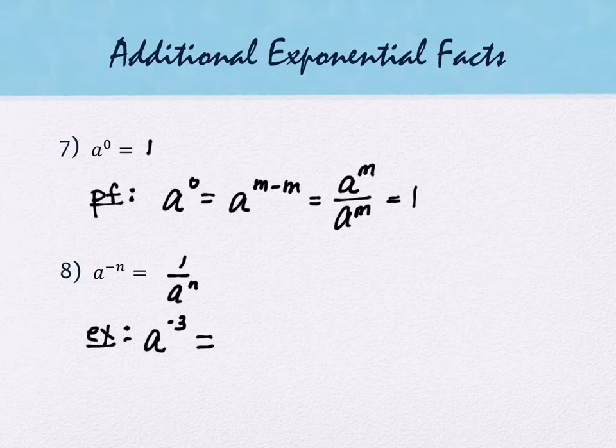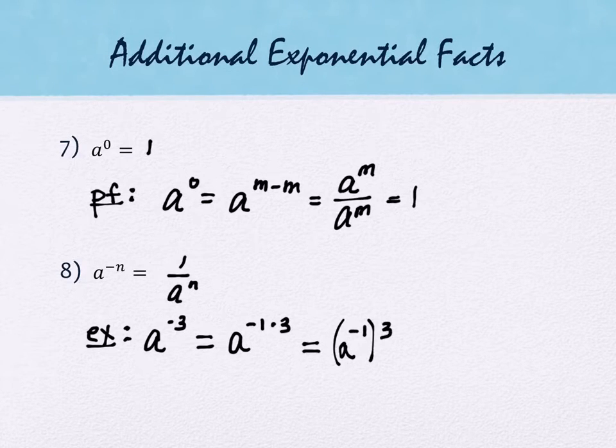All right, so we already talked about, well, actually I'll write it out. Negative 1 times 3 like I did before. And then we can write this as a to the negative 1. This feels a lot like that other one we had, but to the third.